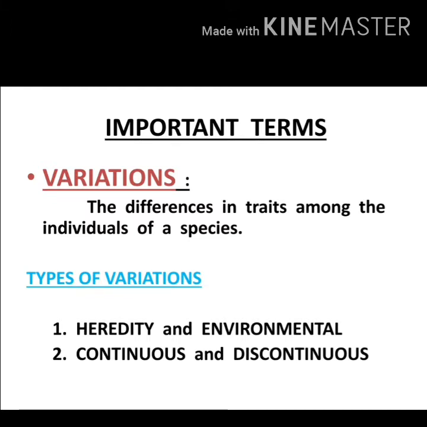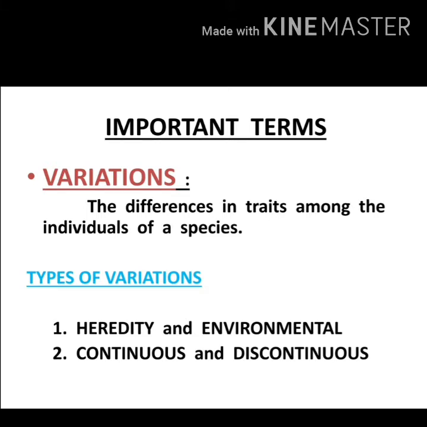So, it is very clear that hereditary variations can be transferred from parents to offspring, whereas environmental variations cannot be transferred from parents to offspring, because environmental changes can bring some changes in the individual, but those changes cannot be transferred from one generation to another. Clear? Next, continuous and discontinuous variations.